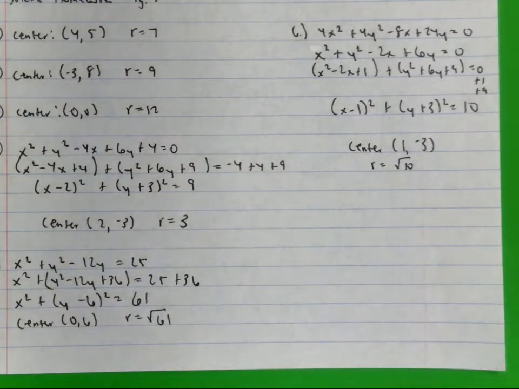I got my x's together, and then got my y's together, moved the 4 over. Took half of this, which is negative 2. I squared that. That's positive 4. If I add 4 here, I must add 4 here. Took half of that, which is 3. 3 squared is 9. I add 9 to the other side. That gives me 9. My center is the opposite of what you see, 2 and negative 3, and my radius is 3.